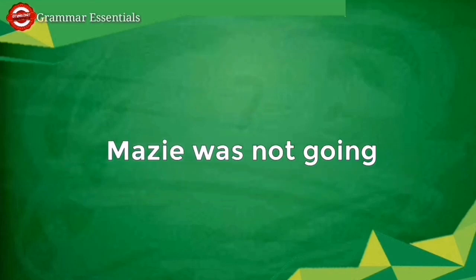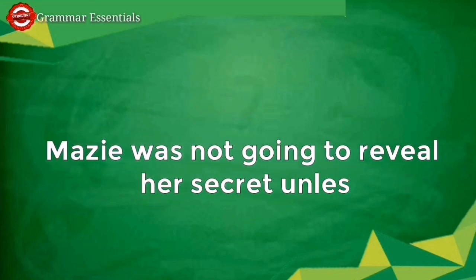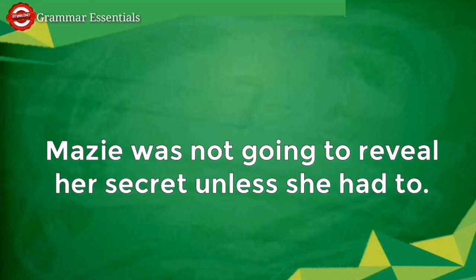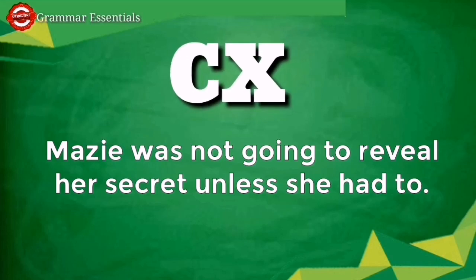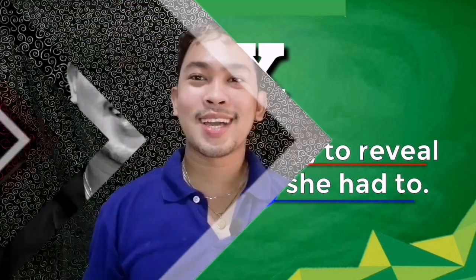The last but definitely not the least. Maisie was not going to reveal her secret unless she had to. This is a complex sentence because it contains an independent clause and a dependent clause. Besides, that dependent clause starts with the subordinating conjunction "unless."